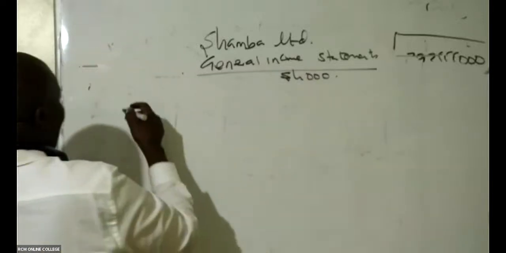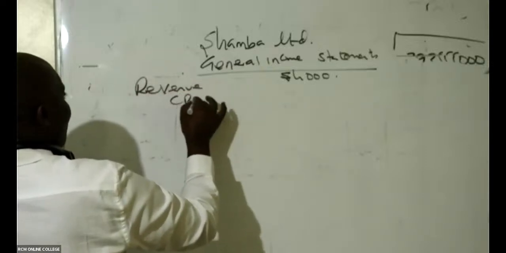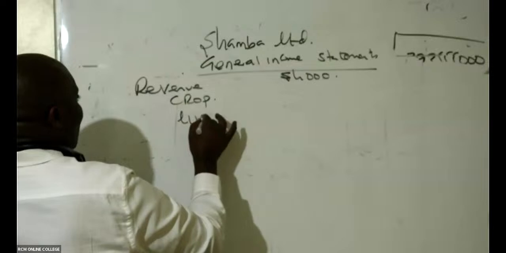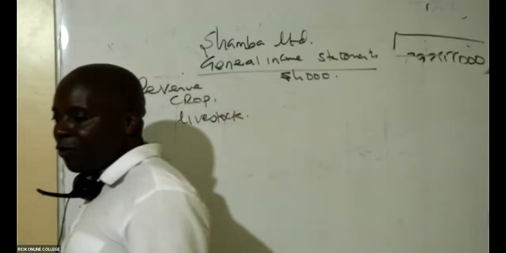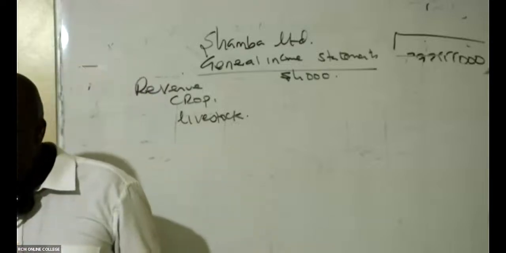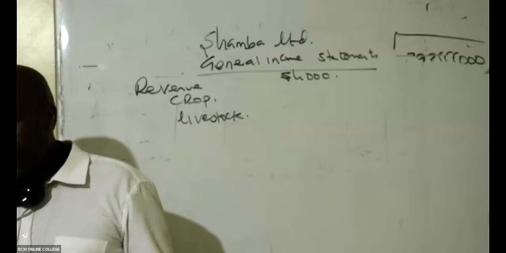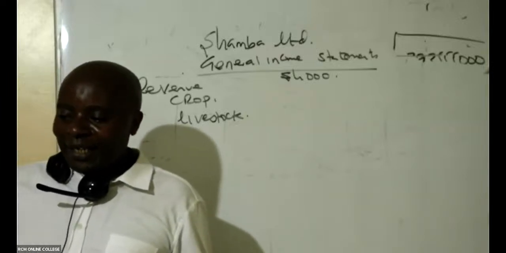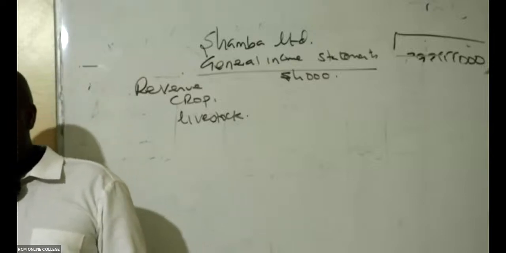So the first one, in this case, is revenue. Revenue from crop. Revenue from livestock. Shamba Limited. General income statement for the year ended, or for the period ended.